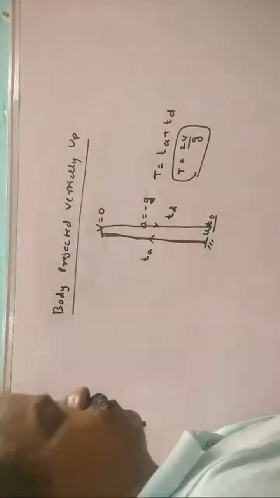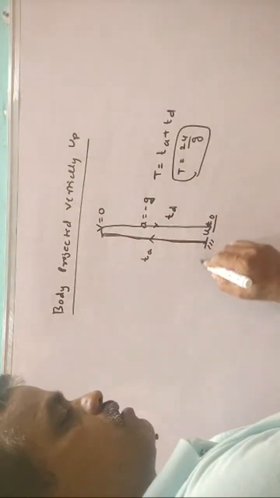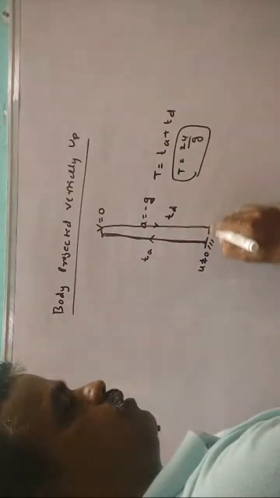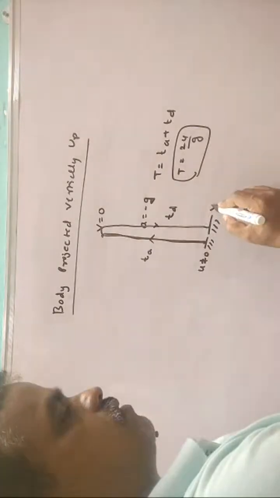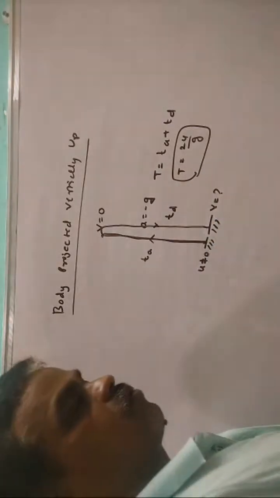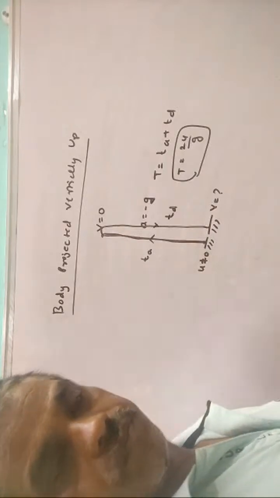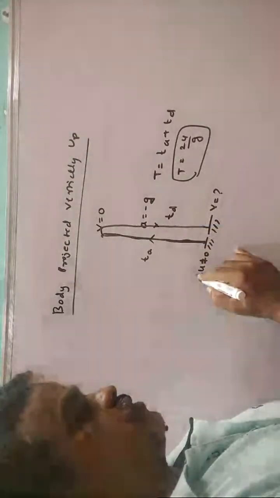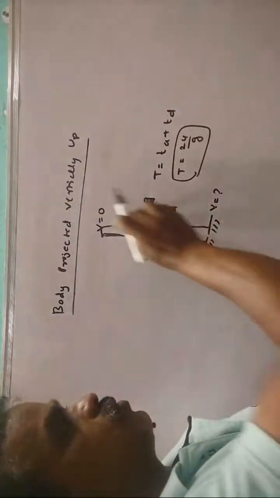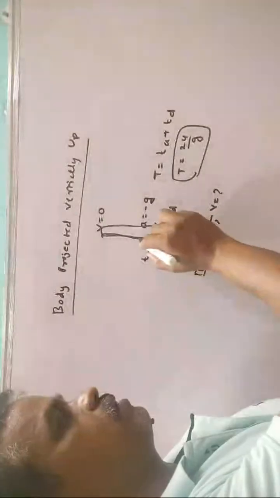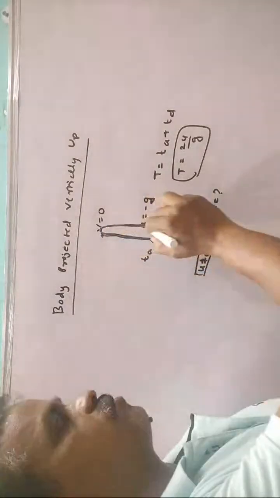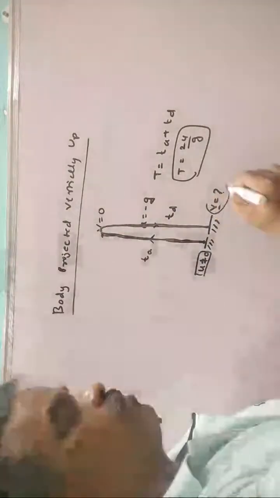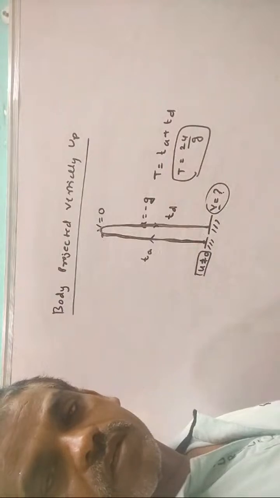My question is, if the body starts with u not equal to 0, what is the velocity before reaching the ground? If we project one body with some velocity, what is the velocity after reaching maximum height and coming back to the ground? Before touching the ground, what is the velocity of the body?